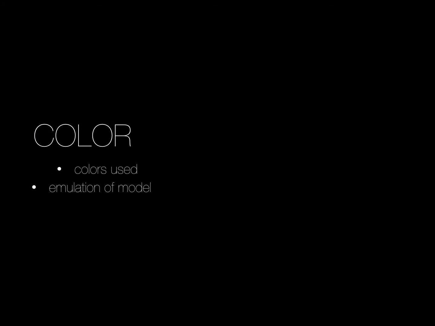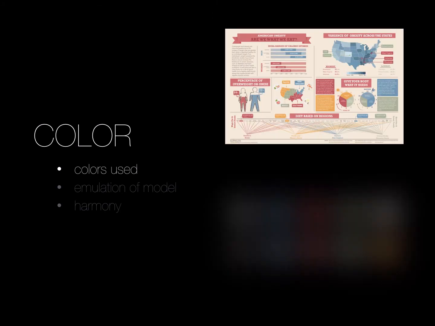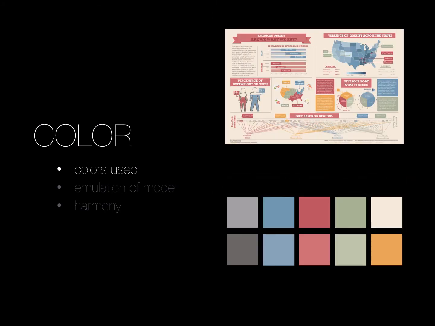Up next is color. What is it used for? I'm going to go over how I emulate it in my model and then the harmony that I used. So the colors I used were the primary colors and then various saturations of the color. I tried to stick to a more saturated and a less saturated version of each color so that I didn't get too crazy with too many colors.